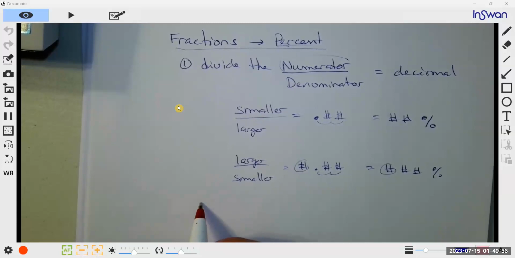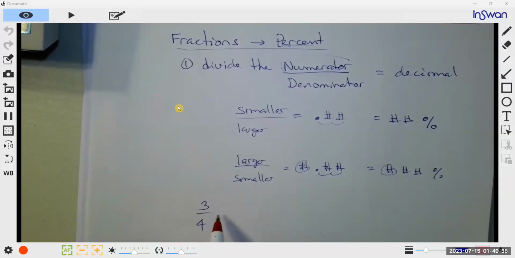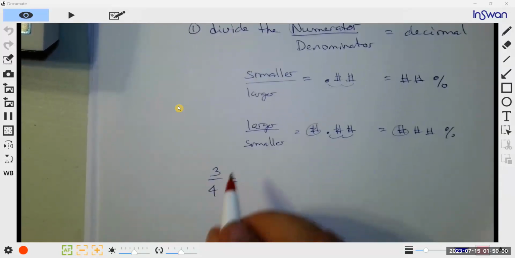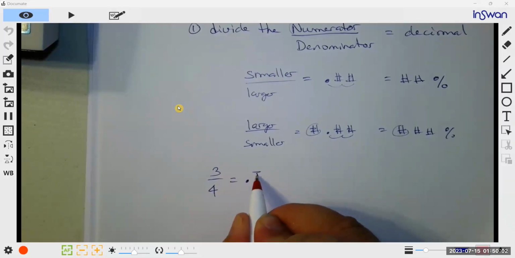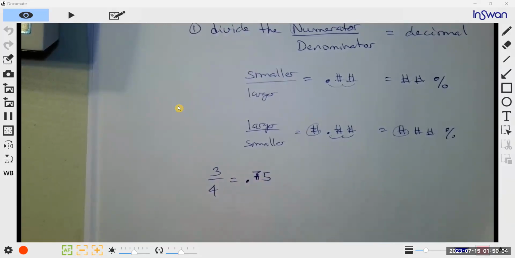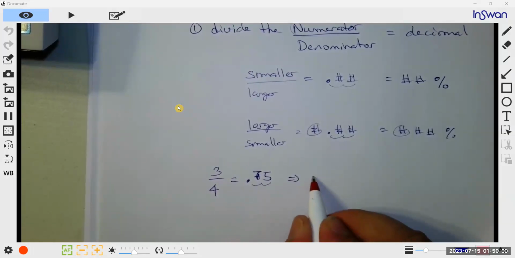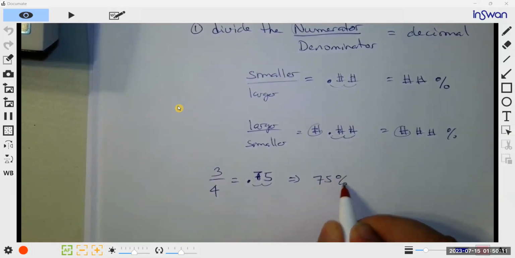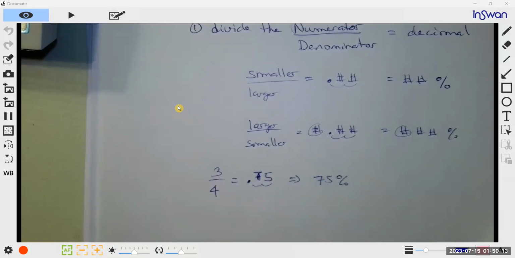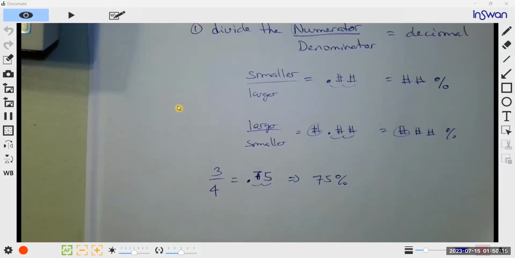So an easy one to see. 3 over 4. 3 divided by 4 is 0.75. Move it 2 spaces to the right is 75%. Right. So that does it there.